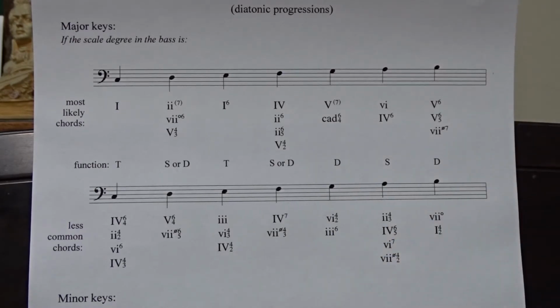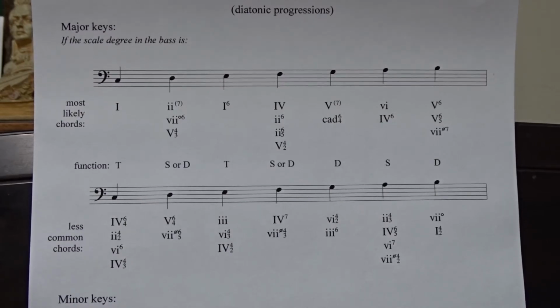If you have 1 in the bass, it's going to support a 1 chord. If you have a 3 in the bass, it's going to support a 1/6 chord. 5 in the bass is going to support a 5 or a 5/7 or a cadential 6/4, which then leads to a 5 or a 5/7. Okay, so those ones are pretty stable. Scale degree 6 is going to be either a 6 chord or sometimes a 4/6 chord. It's more often a 6 chord.